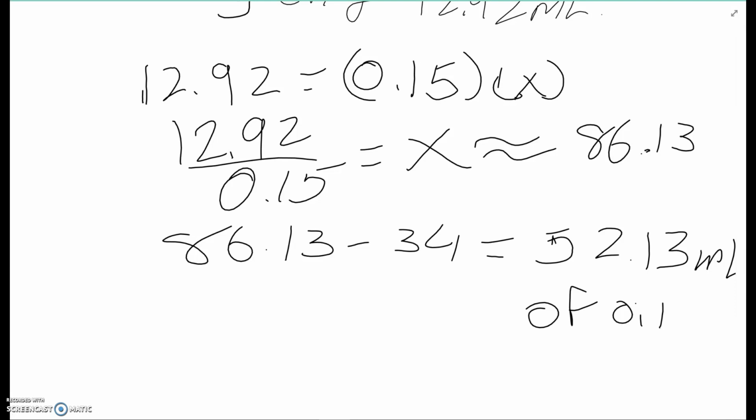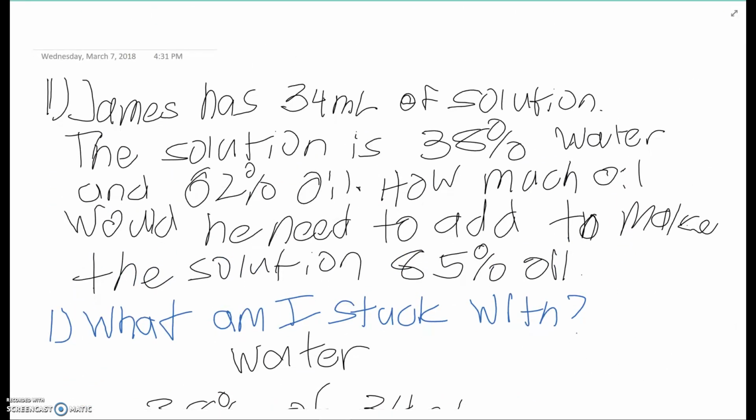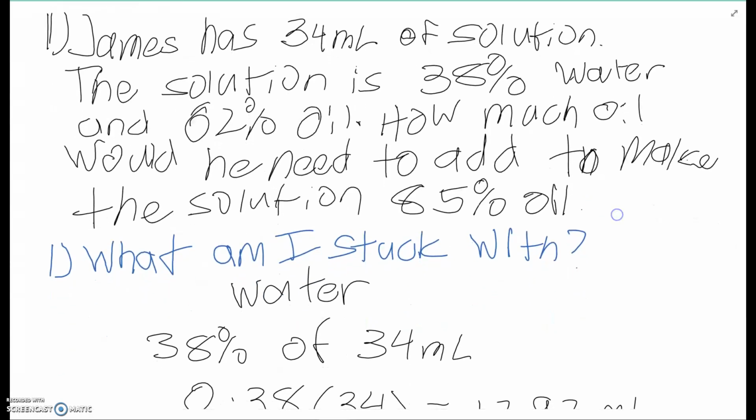So, quick recap, because that was kind of a lot. James has 34 milliliters of solution. The solution is 38% water and 62% oil. How much oil would he need to add to make the solution 85% oil? Okay. We want to know what we're stuck with. They're asking me how much oil I need to add, so I'm actually going to focus on how much water I have already because that amount is not going to change.